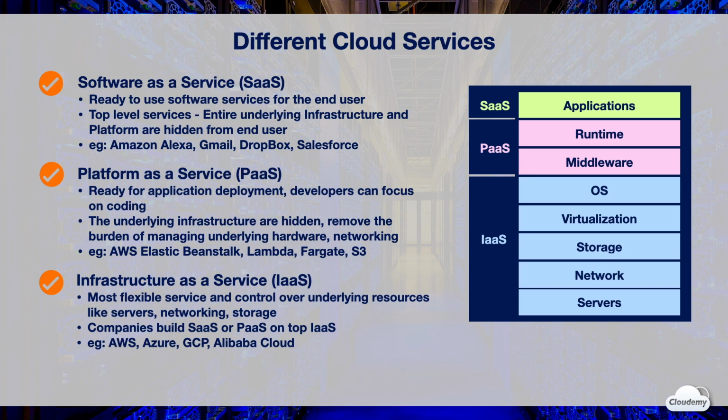IaaS gives the most flexibility over resources like servers, networking, storage, and operating systems. Companies usually have complex requirements that tend to control these resources. For instance, they use IaaS to build PaaS or SaaS. Cloud service providers such as AWS, Azure, GCP, and Alibaba Cloud offer different cloud infrastructures.